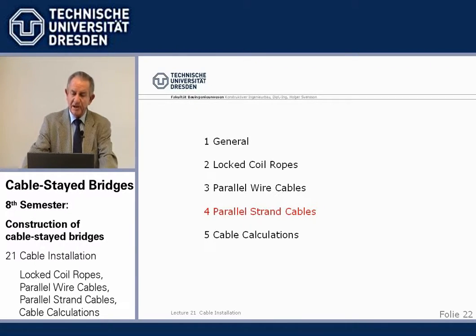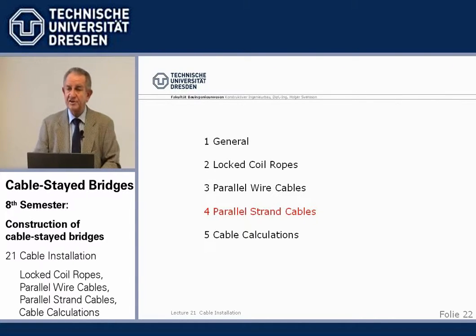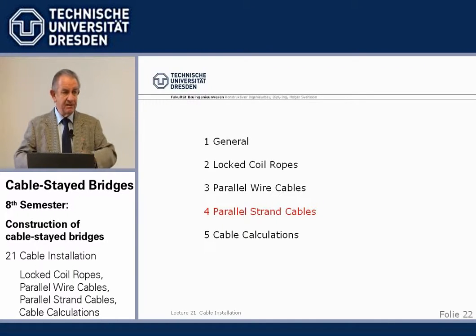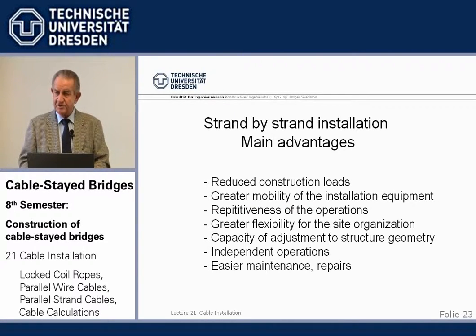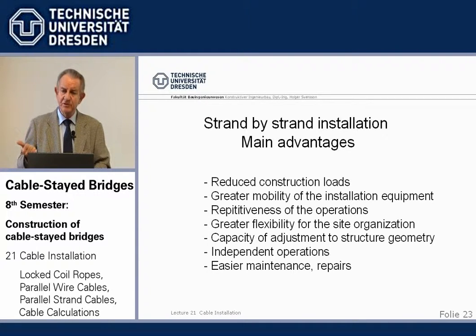Now, a completely different installation method is with the parallel strand cables, not shop fabricated, but they come on site in their individual elements. Of course, all the fabricators are in competition. The fabricators are, for locked coil ropes, Bridon, Thyssen Rope it was, and they have been taken over by Bridon. So they are the only ones that I know of which still fabricate locked coil ropes.